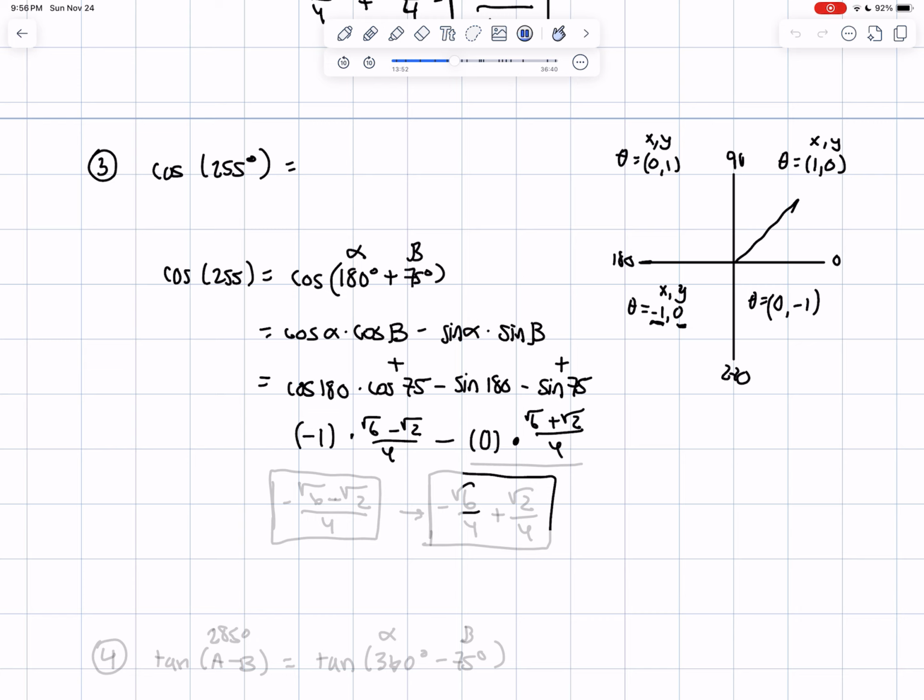When we do the multiplication in the second part here, anytime you multiply something by 0, it becomes 0. So really we're going to be multiplying the first one, and it will just become negative square root 6 minus square root 2 over 4. And if you wanted to separate that out, you could write this as negative square root 6 over 4 plus square root 2 over 4. But both are correct. So whichever you get here is correct.